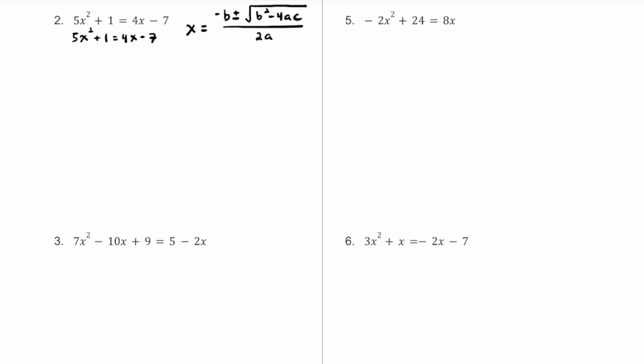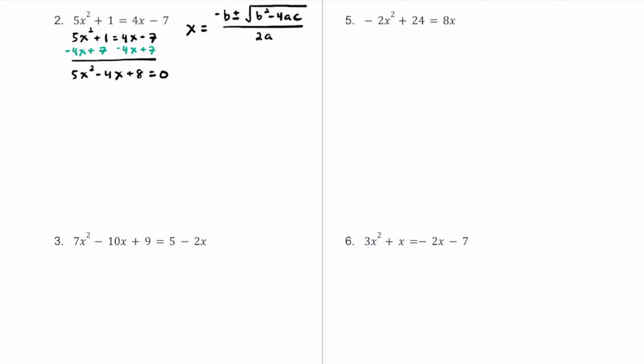So let's move a couple things to the left side of the equation. We can subtract 4x on the right side, and also we can add 7 on the right side. We can also take away 4x on the left side and add 7 at the same time here. So let's do that. Moving everything over, we're going to get 5x squared, and then a minus 4x. And then if we add 1 plus 7, that's going to equal 8. So it's going to be plus 8, and this whole thing is equal to 0.